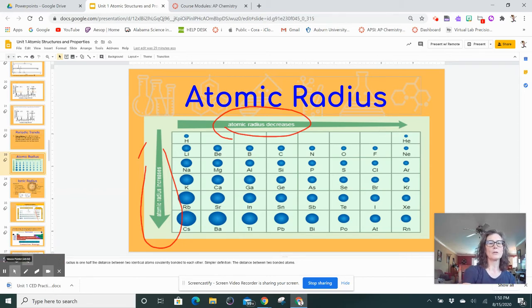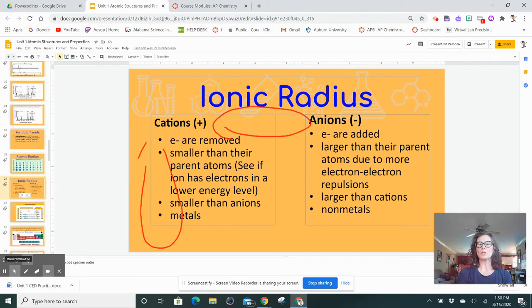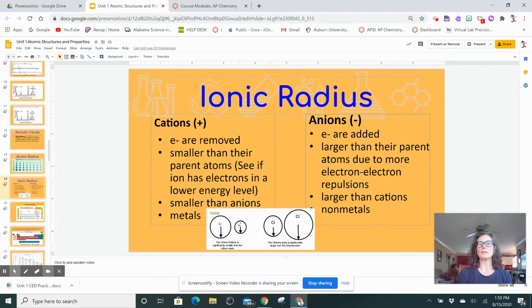All right. So the ionic radius would just be the size of the cation or anion. Cations are where electrons are removed, and so that means that they are smaller than their parent atom, and they're smaller than anions. Most of these are going to be metals. Metals are the ones that can lose their electrons the easiest. So when they do that, they will be smaller than the parent atom, and they will also be smaller than anions.